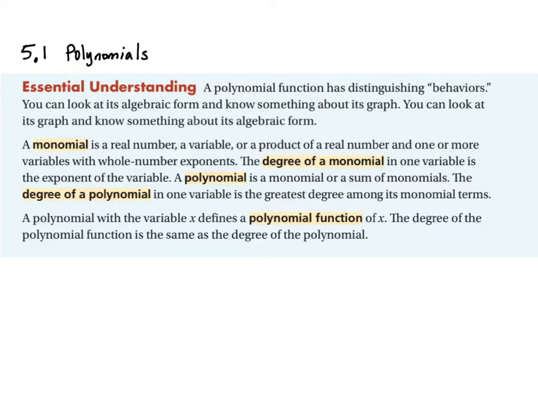Some of these words you'll remember from Algebra 1, such as the idea of a monomial, which is a real number, a variable, or a product of a real number and one or more variables with whole number exponents. So it's a single-termed polynomial. The degree of a monomial in one variable is the exponent on the variable. A polynomial is a monomial or the sum of multiple monomials. The degree of a polynomial in one variable is the greatest degree amongst the monomial terms.